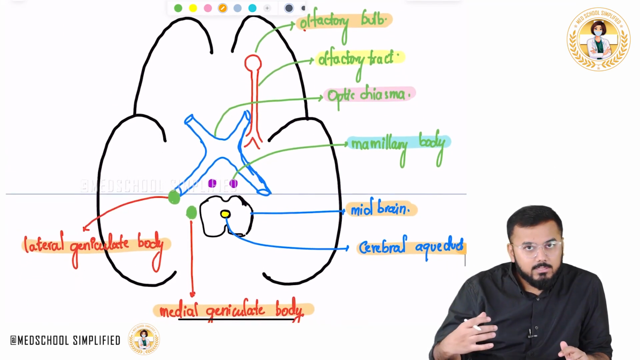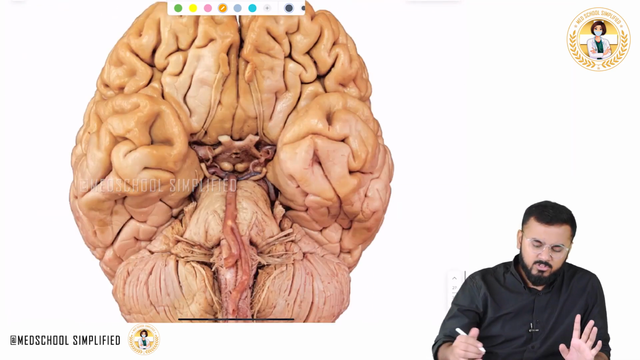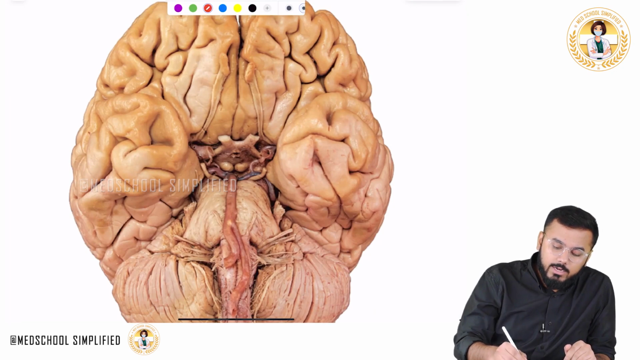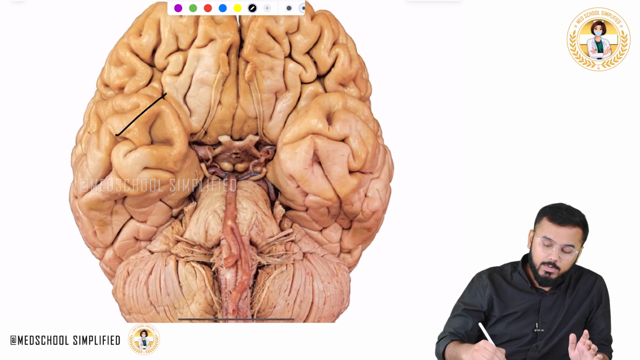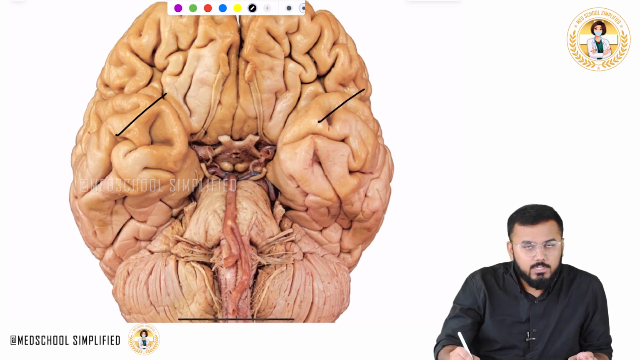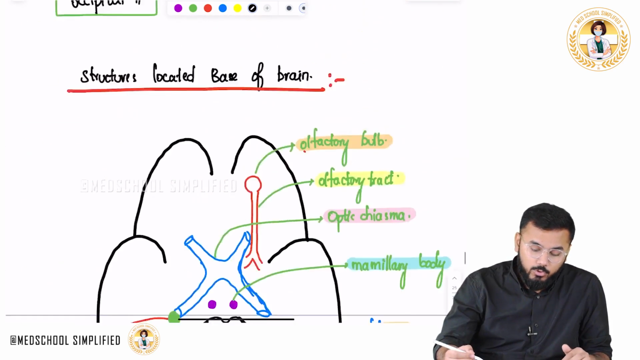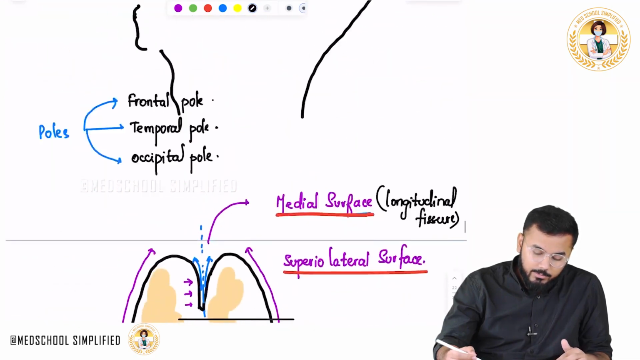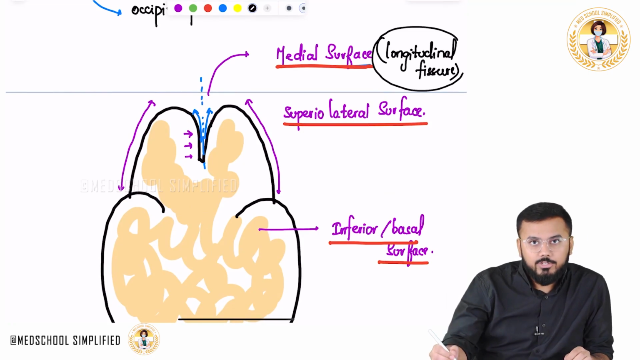Now let us compare the same picture with the real image, the real gross image. If you can see over here, this is your real gross image. In this real gross image, you know that this is the cerebral hemisphere, and this is the cerebral hemisphere, two halves of the cerebral hemisphere. And if you remember, in the starting I told you that both the cerebral hemispheres join here, and this fissure you call a longitudinal fissure.